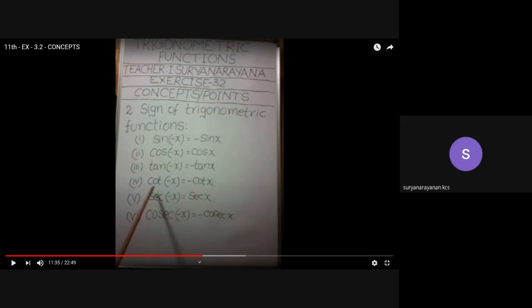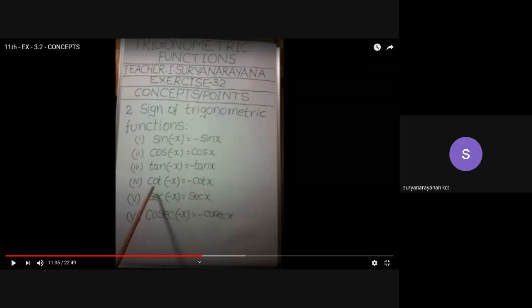Similarly, see the next formula: secant of minus x, or sec of minus x, is equal to sec x. For negative angles, we are learning here trigonometric functions. Secant of minus x is equal to secant x.